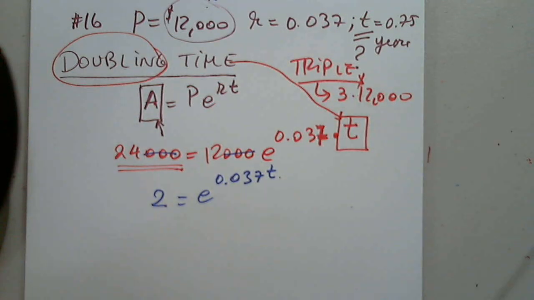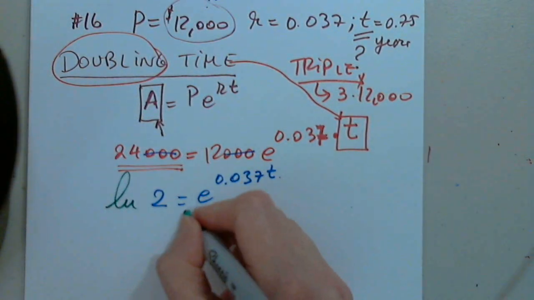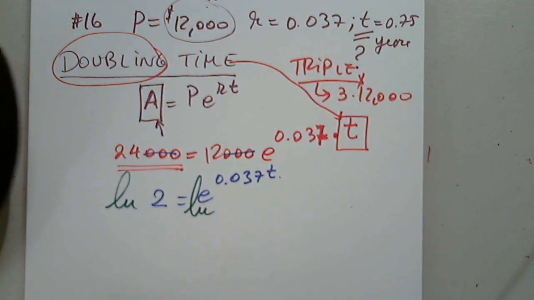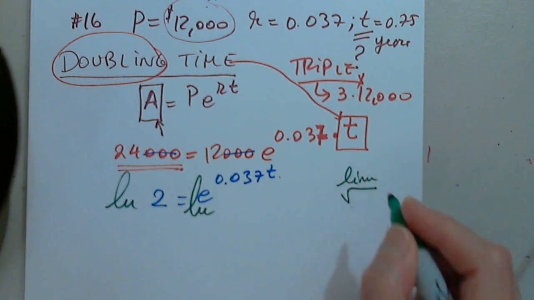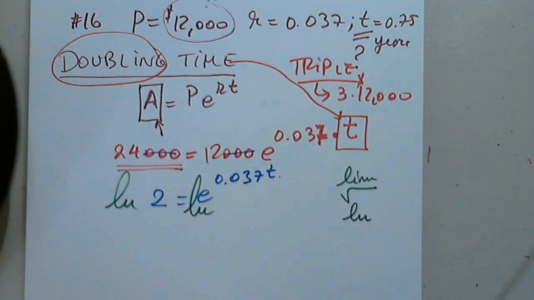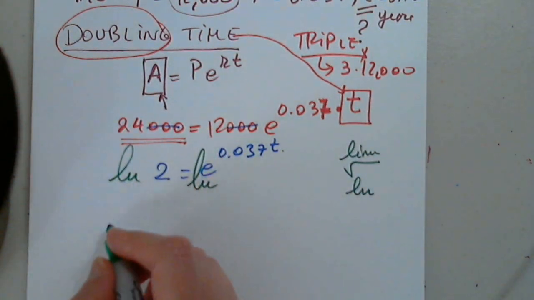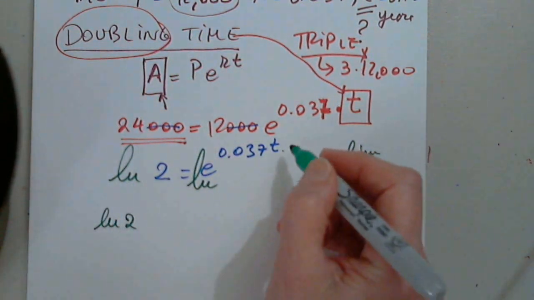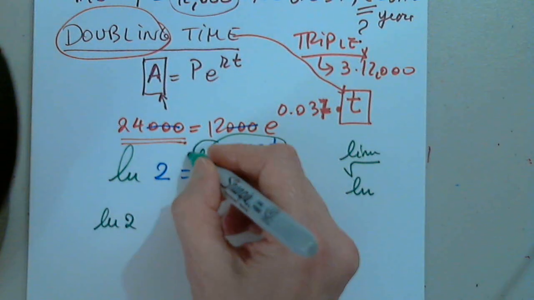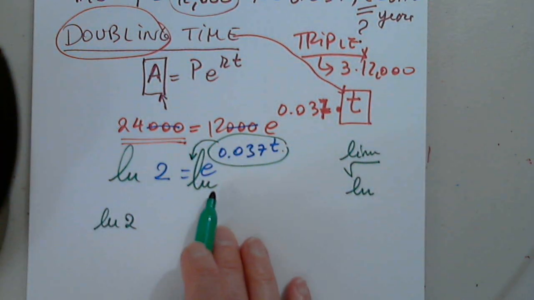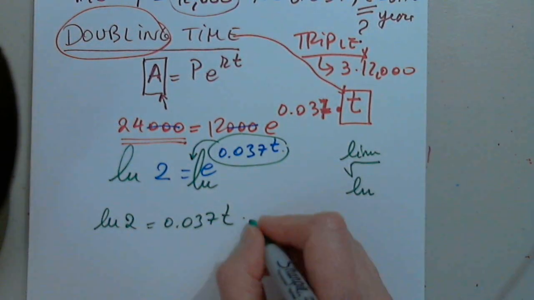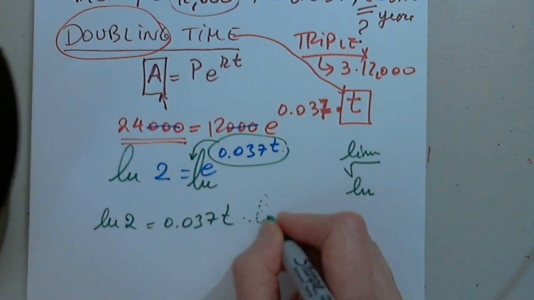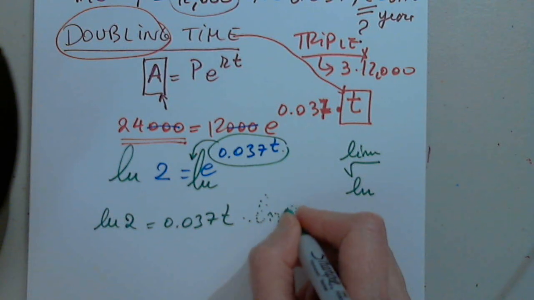ln. Yes, we apply this procedure or operator. Remember, the limit is one operator, the square root is another operator, natural log is another operator. We are applying this operator to both sides. Awesome. The left-hand side stays as natural log 2. This quantity, of course, goes in front by the power rule, 0.037t. And now I should write again times natural log e.